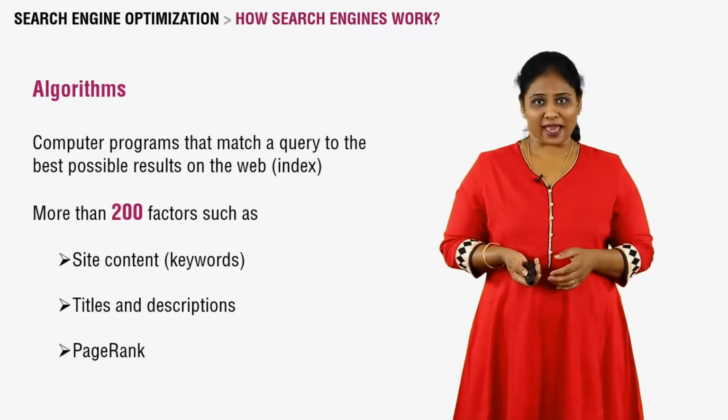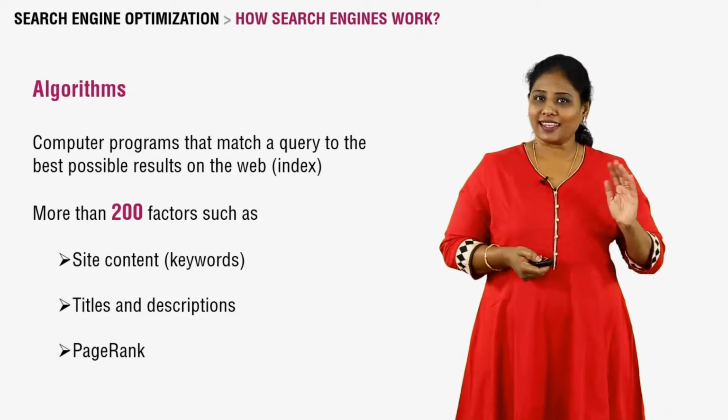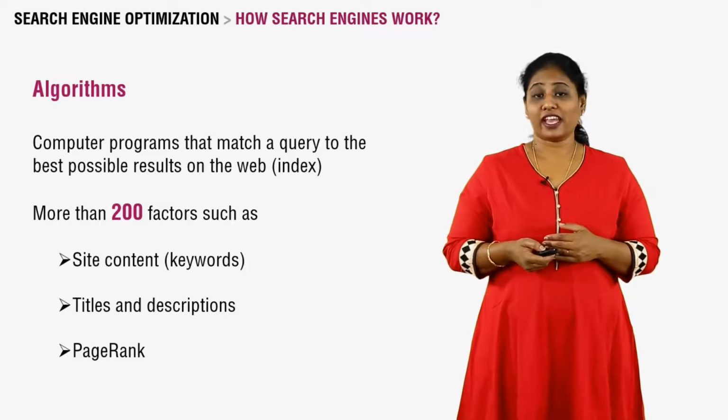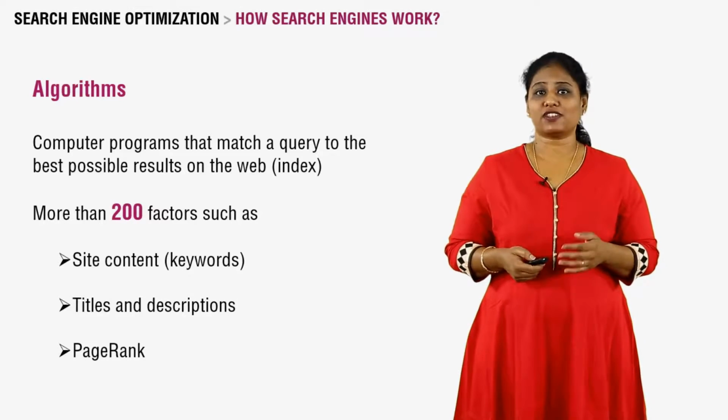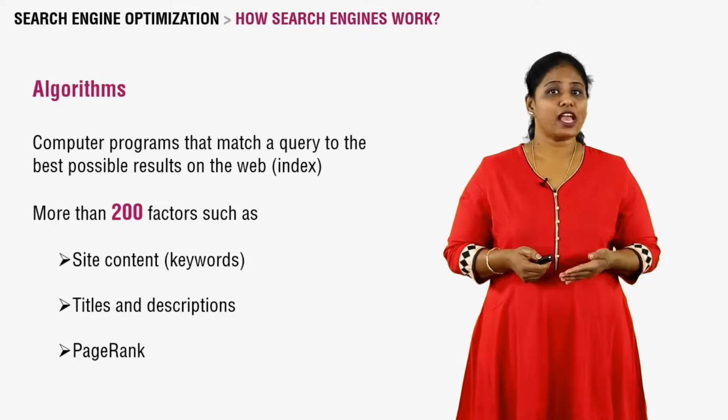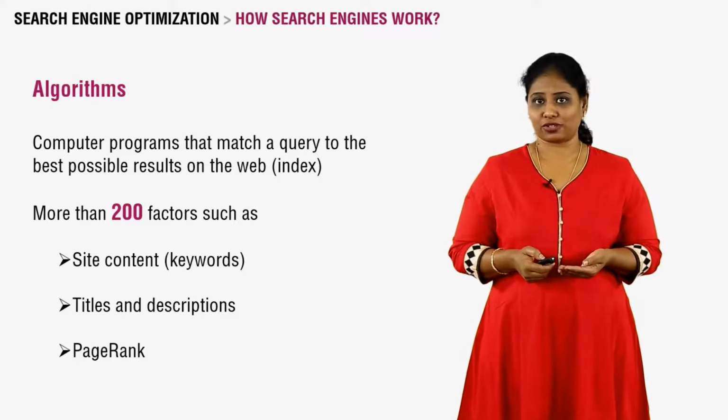If you've heard the terms panda, penguin, and pigeon, these are Google algorithms over the years. In fact, algorithms change as many as 500 to 600 times per year, and you don't always get to know when it is changed.